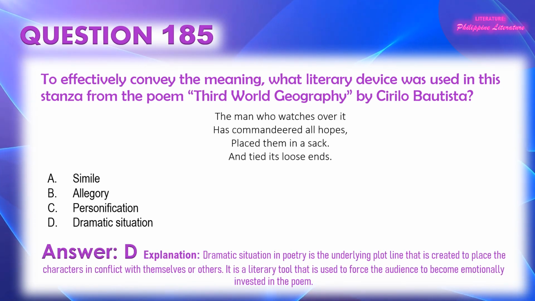Question 185. To effectively convey the meaning, what literary device was used in the stanza from the poem Third World Geography by Cirilo Bautista? Answer D. Dramatic situation. Dramatic situation in poetry is the underlying plot line that is created to place the characters in conflict with themselves or others. It is a literary tool that is used to force the audience to become emotionally invested in the poem.